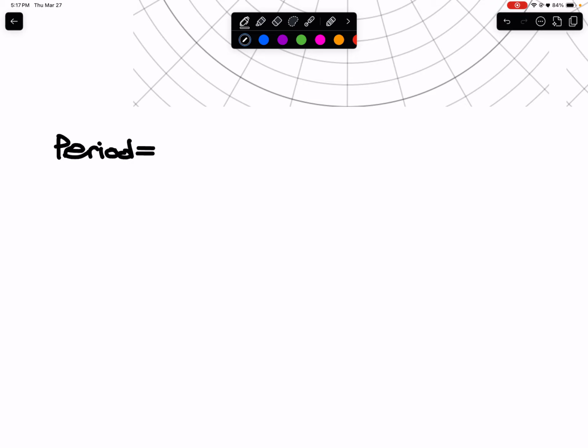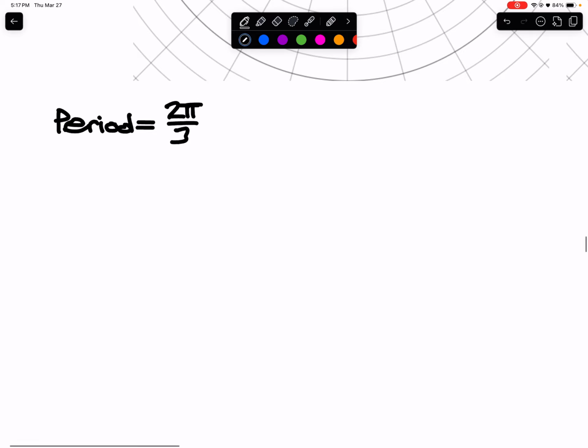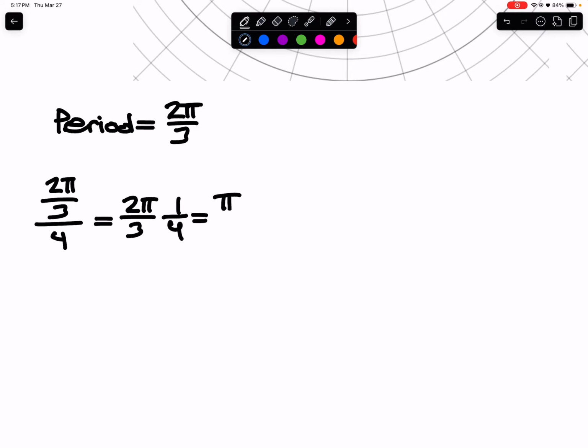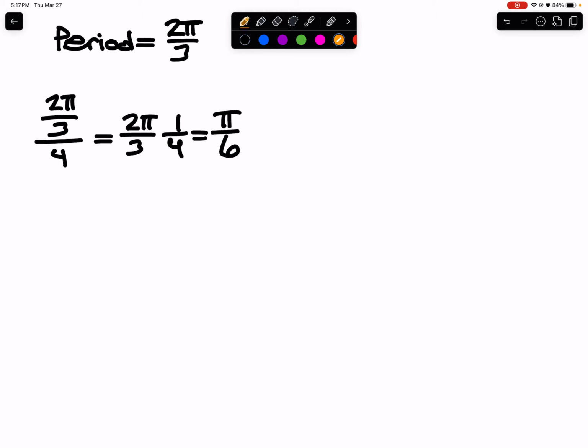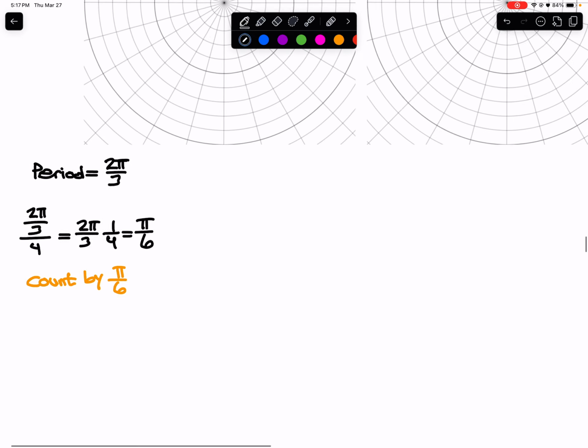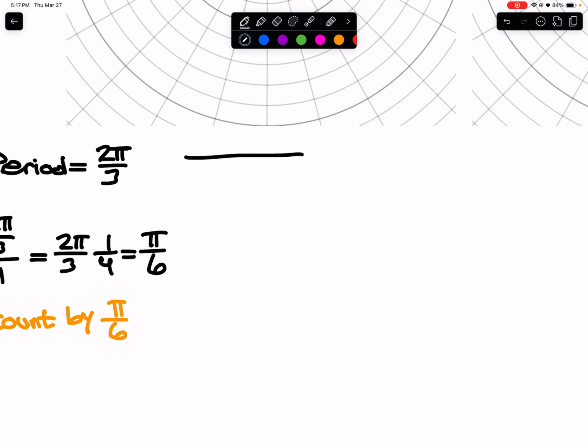So the period is going to be 2 pi over the b value, which would be 2 pi over 3. And then I'm going to do the period spacing, so 2 pi divided by 3, and then I'm going to divide that by 4, which means I'm going to do 2 pi divided by 3 times the fourth, which is going to be pi over 6. So what this tells me is when I create a table, I'm going to count by pi over 6 on my table. So I'm going to make an r comma theta table.